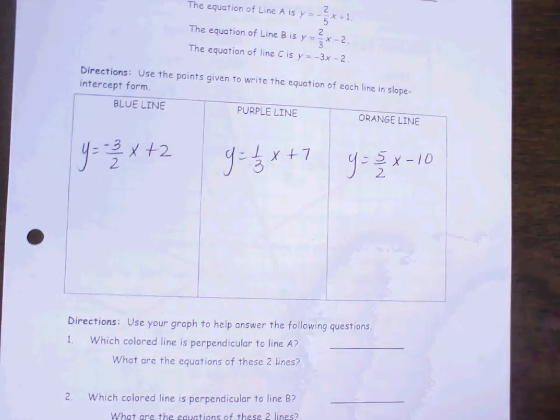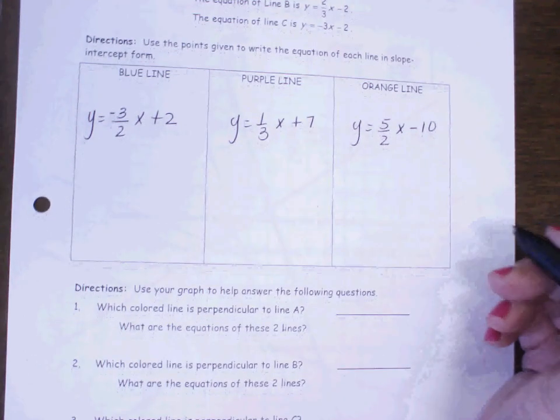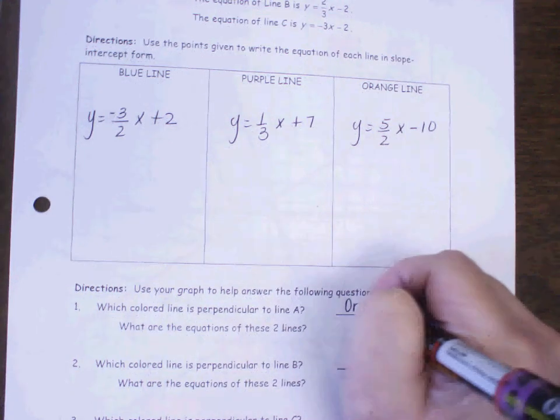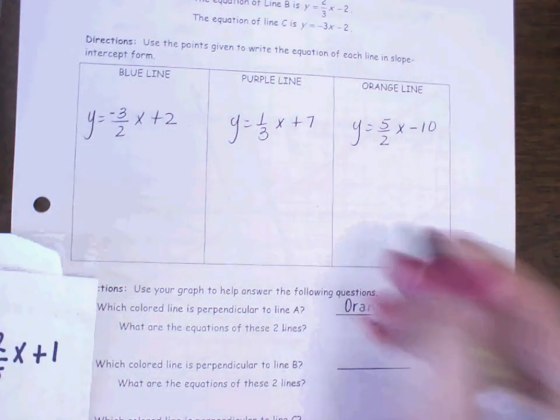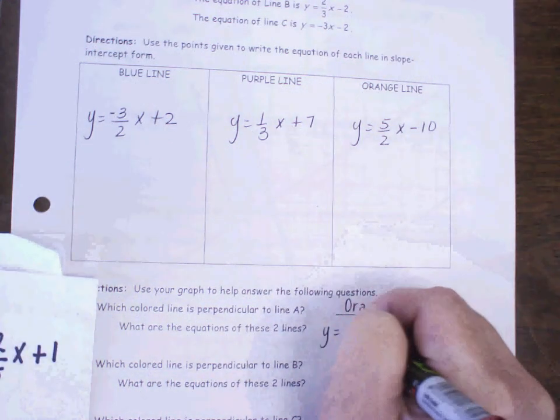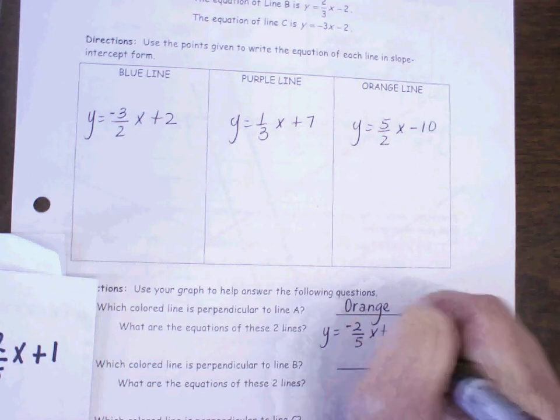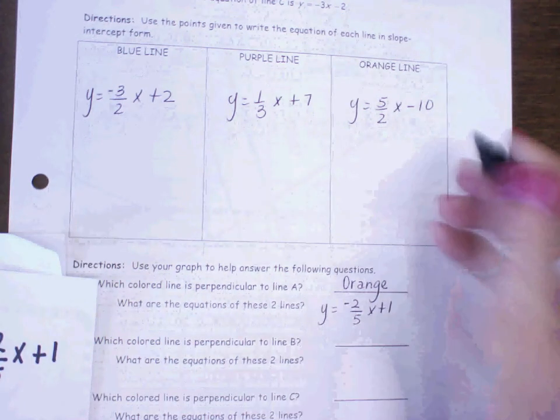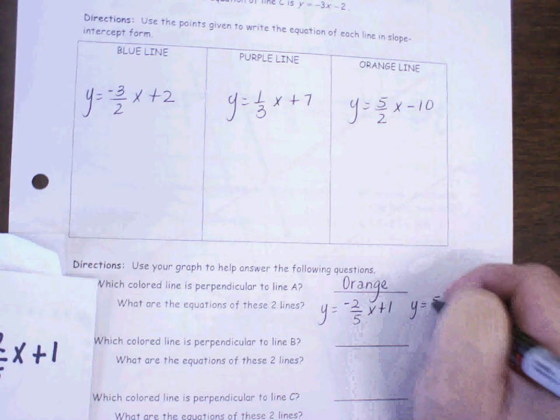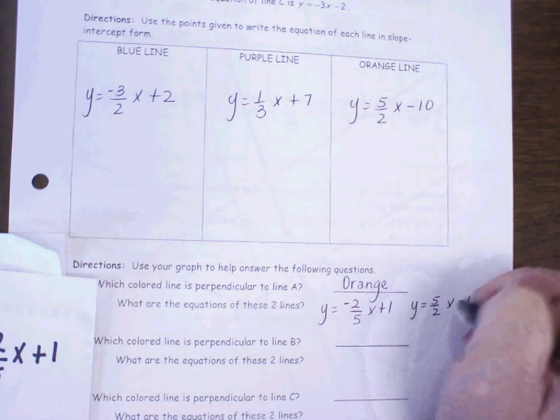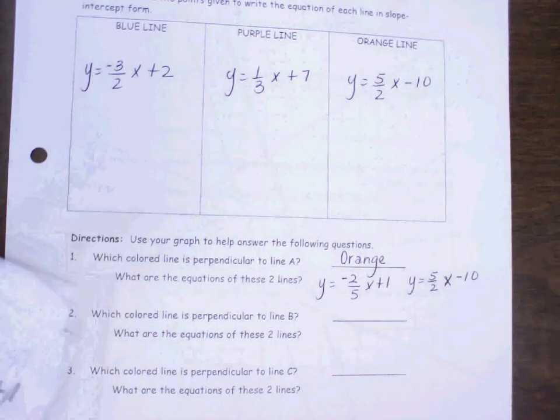All right, which colored line is perpendicular to A? Orange. And what are those equations? y equals negative 2/5 x plus 1, and y equals 5/2 x minus 10.